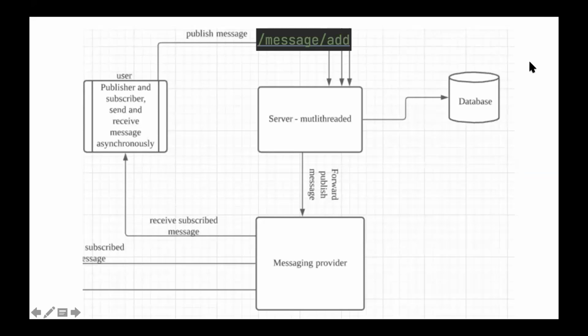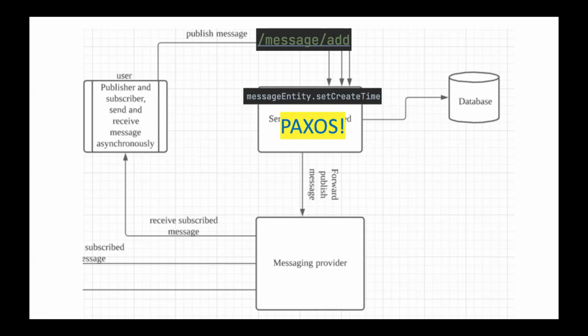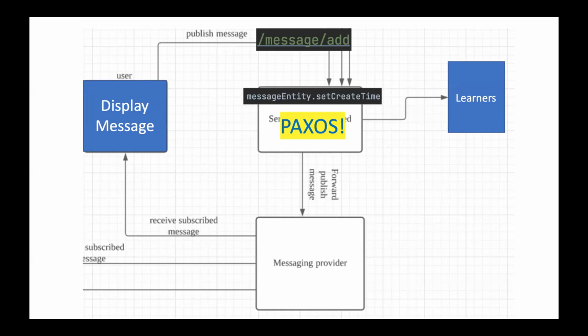So this is the first part. When someone sends a message from the front end, they call this message add, and this message add is sent to the server. The first thing we do is set the create time for this message. And then we do what Tianyu just said about the phases. After that is done and the servers are good, we commit this message to our learners. At the same time, we tell the front end that, okay, you can now display this message.